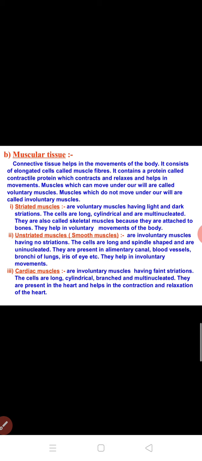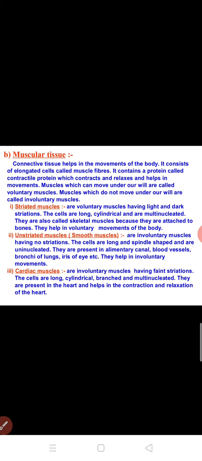Striated muscles, actually the voluntary muscles having light and dark striations, are called striated muscles. The cells in these tissues are long, cylindrical and multinucleated. They are also called skeletal muscles because they are attached to bones and they help in voluntary movement of the body. I will show you some pictures of these striated muscles. You can have a look in your NCERT book. Pictures of all these types of tissues are given in your book.